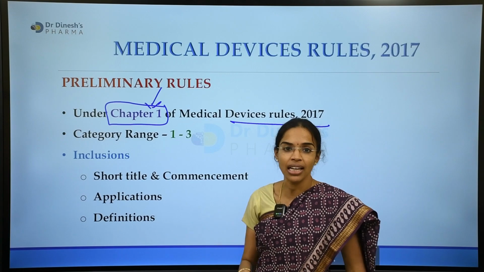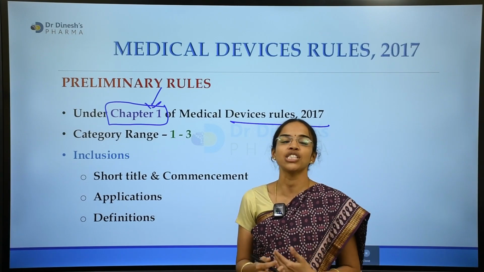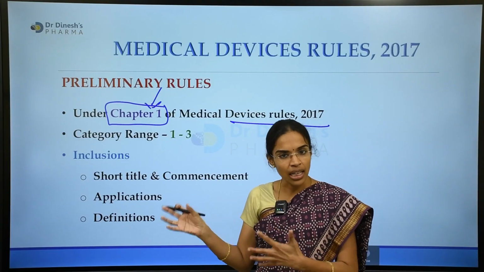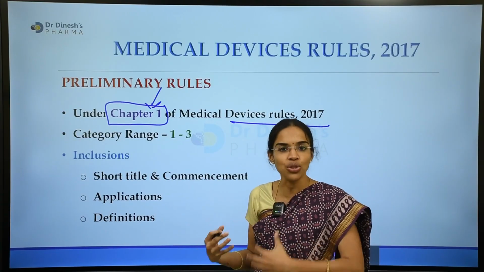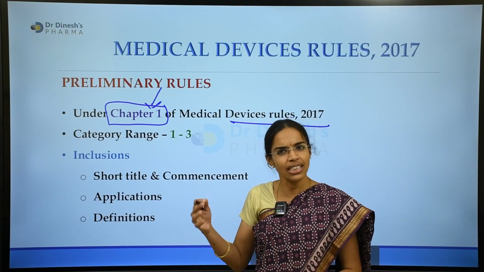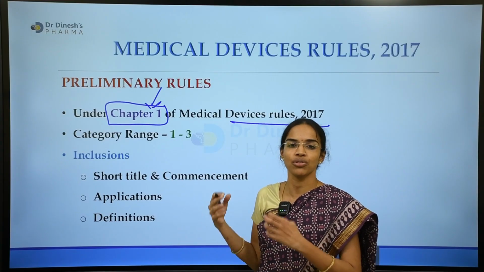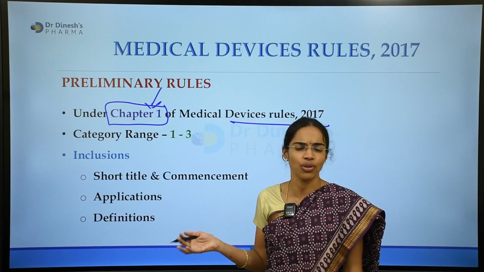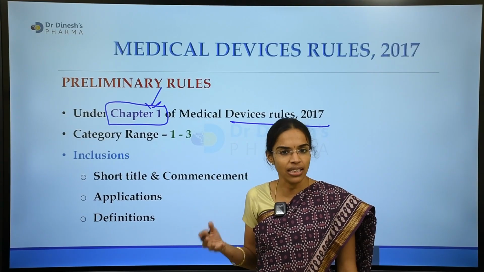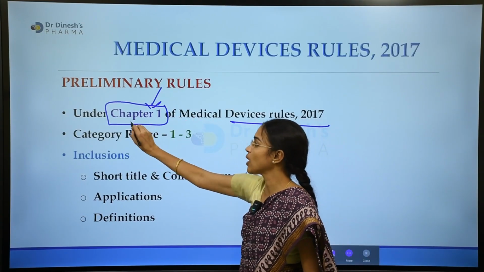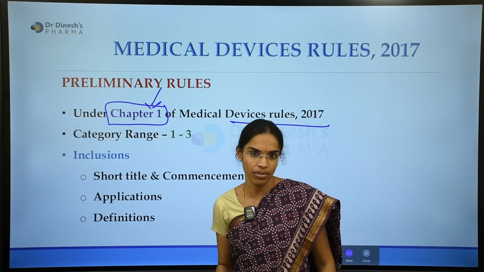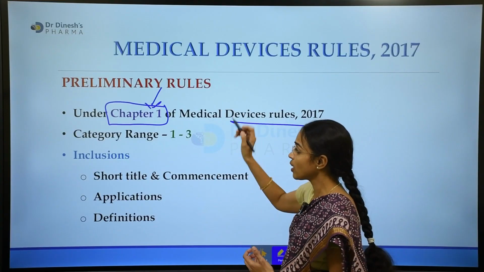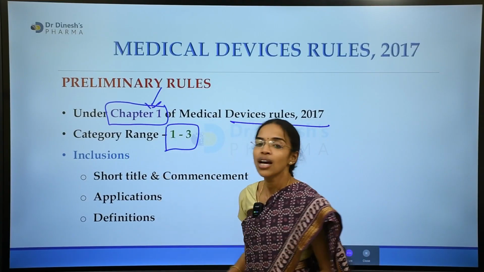Questions may occur like, chapter 1 represents which rules? We have very many sorts of rules, miscellaneous rules, form rules, import rules, several types of rules. Out of these, the preliminary rules fall under chapter 1 of the MDR. And what is the range of the rules in chapter 1? That is rules 1 to 3.